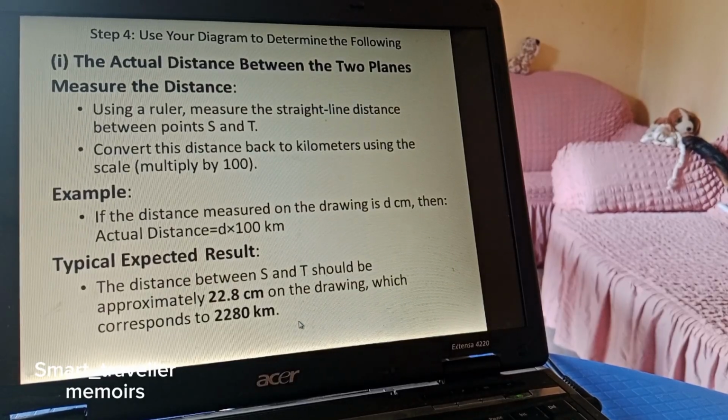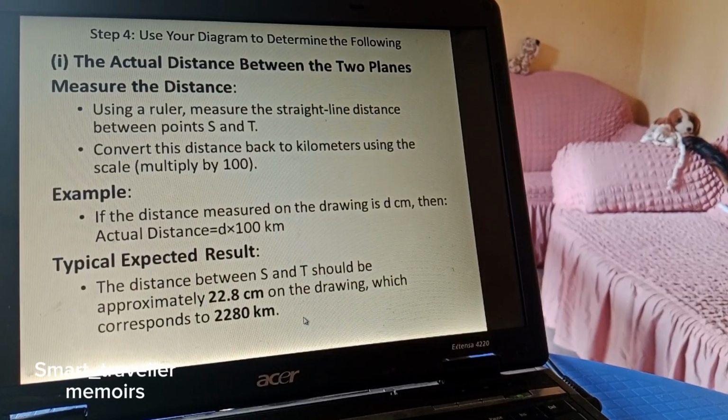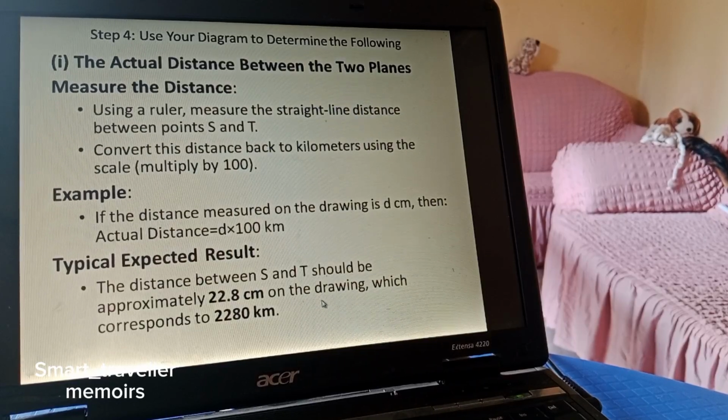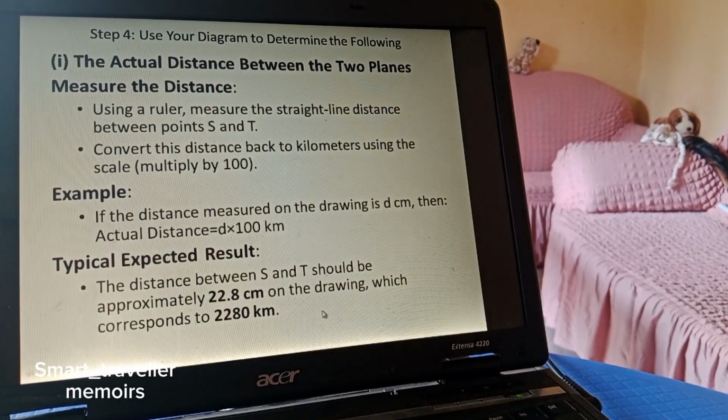The actual distance between the two planes. Measure the distance. Using a ruler, measure the straight line distance between points S and T. Convert this distance back to kilometers using the scale, multiplied by 100. If the distance measured on the drawing is d centimeters, then the actual distance is d times 100 kilometers. Expected result. The distance between S and T should be approximately 22.8 centimeters on the drawing, which corresponds to 2280 kilometers.